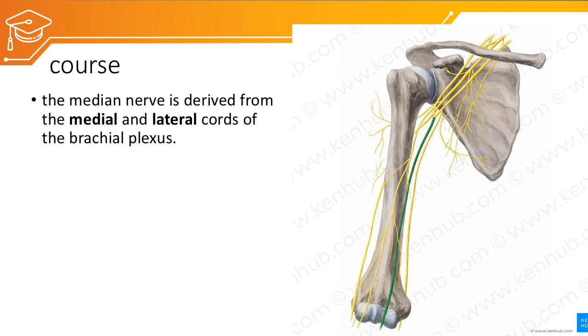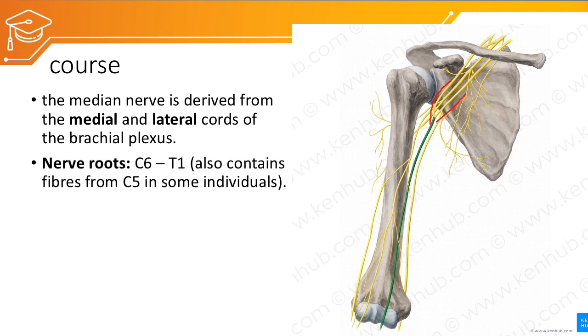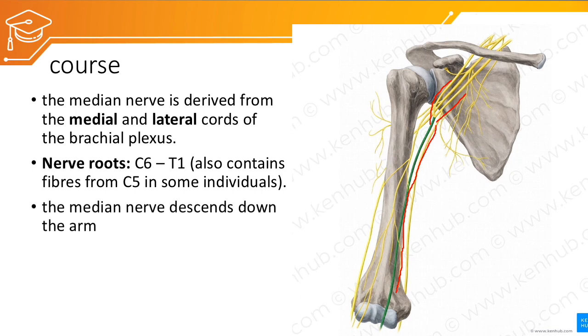The median nerve is derived from the medial and lateral cord of the brachial plexus. Its root value is C6 to T1. It also contains fiber from C5 in some individuals. Then it travels down the medial side of the arm and enters the cubital fossa.